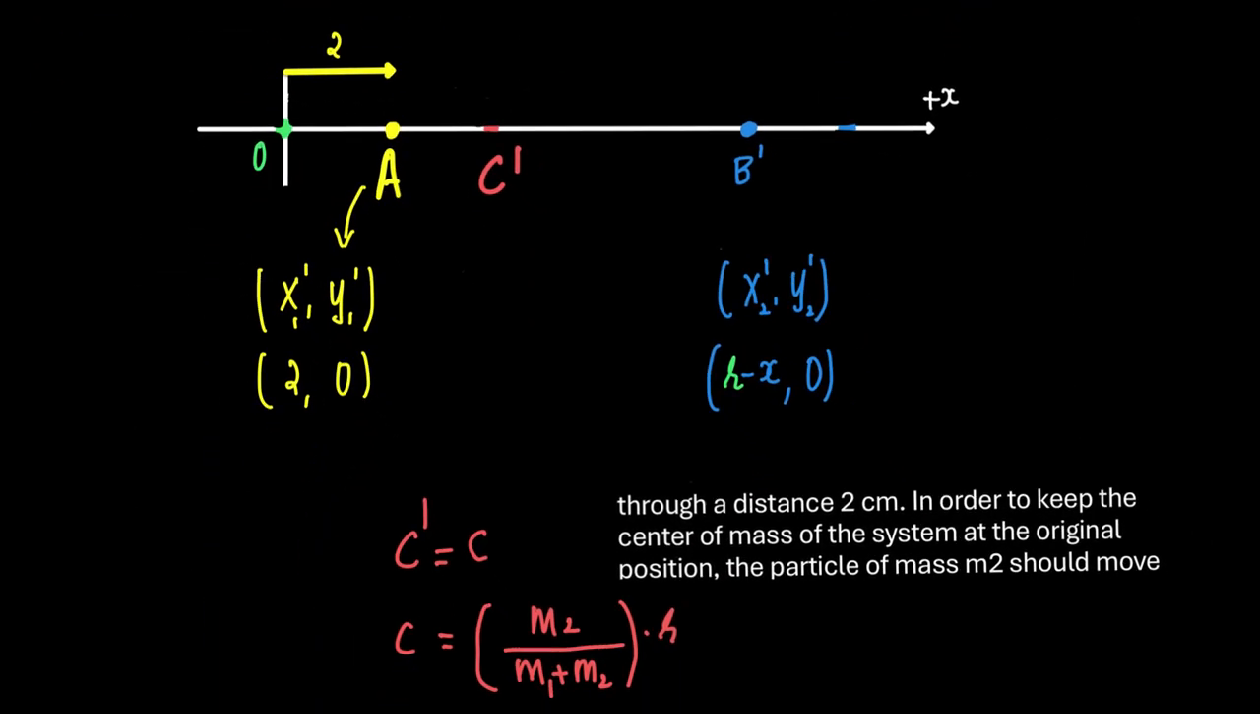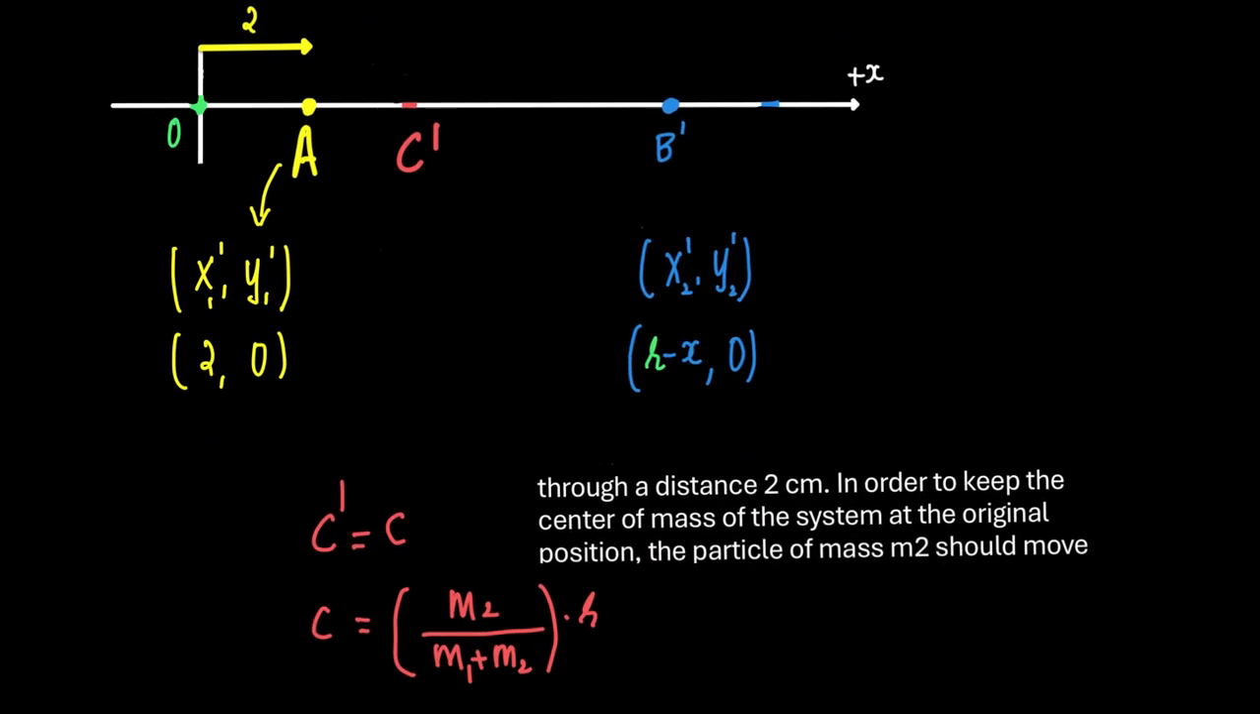Now we can find out the coordinates of C dash, which is (X bar dash, Y bar dash). But what is given to us in the question? It is given that the center of mass of the system is at the original position, which means this C dash is equal to C. And what is the value of C? It is m2 by m1 plus m2 into r. So we can say that x bar here is equal to m2 by m1 plus m2 into r.